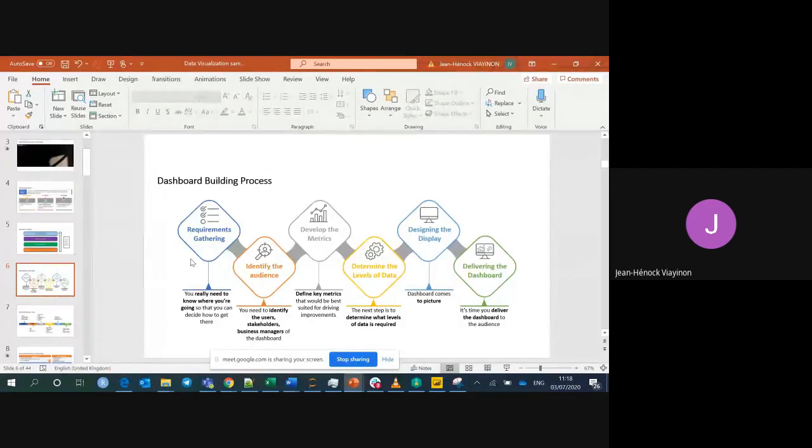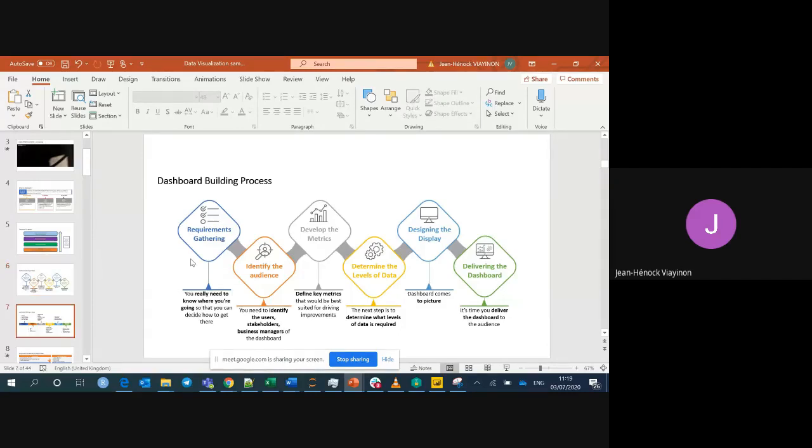So you need to identify the user, the stakeholder, the business manager of your dashboard. Then you need to define the metrics that will be best suited for driving improvement. Then the next step is to determine the level of data required. And now your dashboard comes to the picture. And by the end, you are going to deliver your dashboard to your audience.